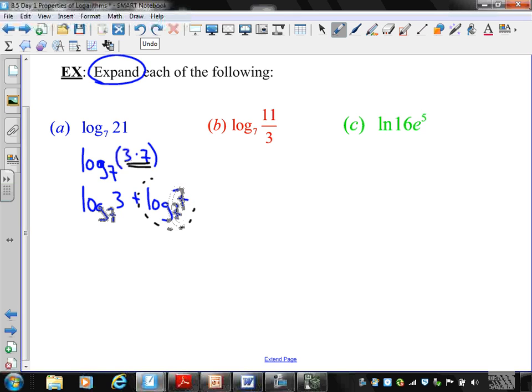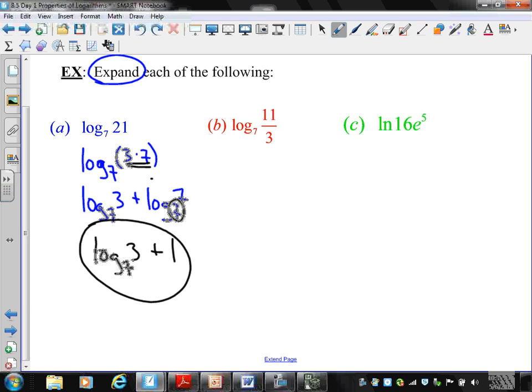What number is that? Well, that's just 1, right? Because 7 to the first power gives me 7. So I can actually simplify this a little bit more, and I can say the log of 3 base 7 plus 1 is the expansion of what I originally started with. So that's got that little extra step in there. But again, we should keep seeing those so we get used to them.